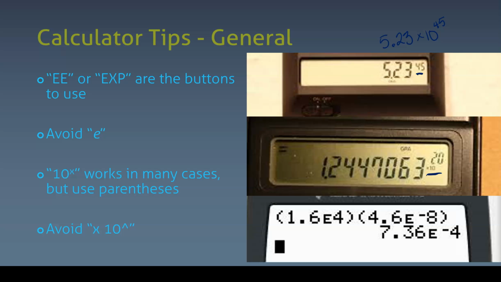The bottom figure uses a little capital E. It's like half the size of the numbers, and that E means times 10 raised to some power. That's what you get, that little capital E, on a Texas Instruments graphing calculator when you push the EE or the EXP button.